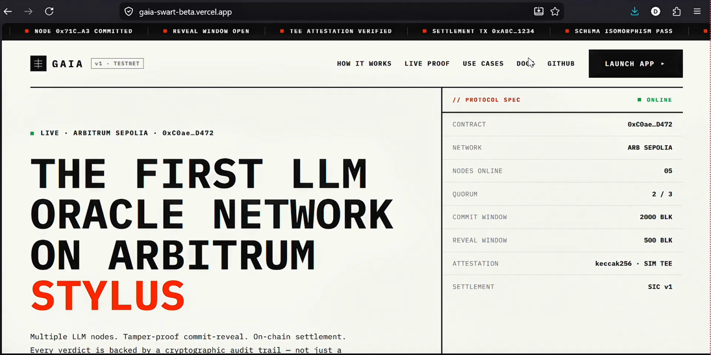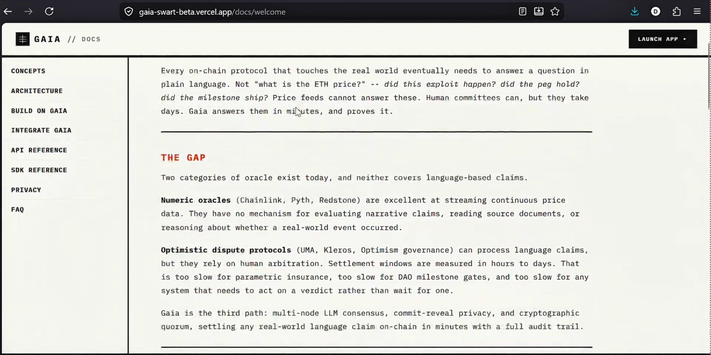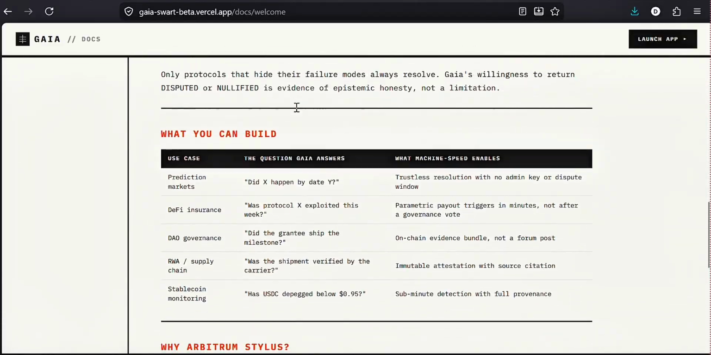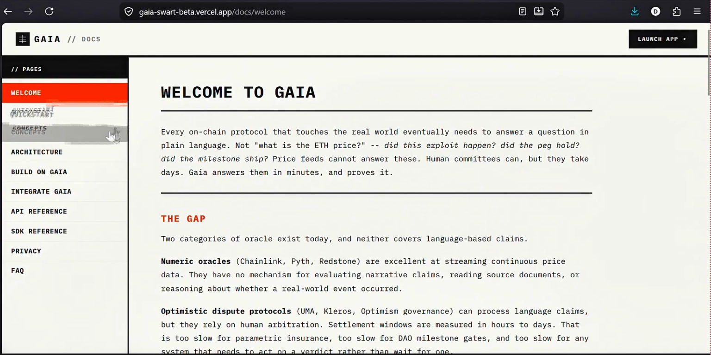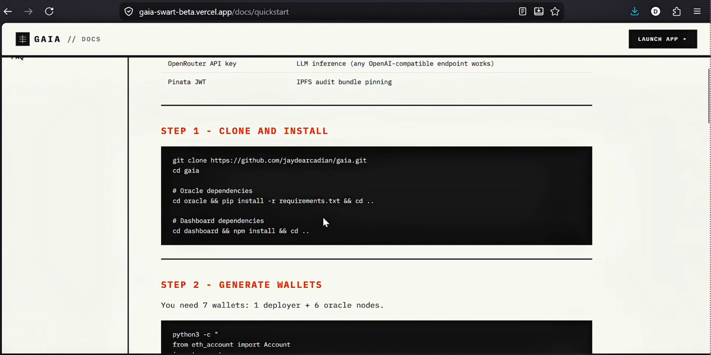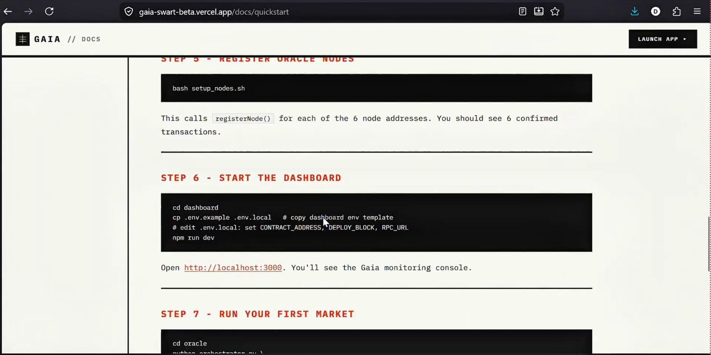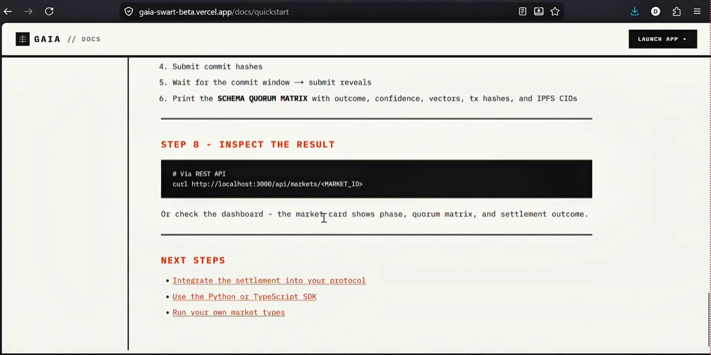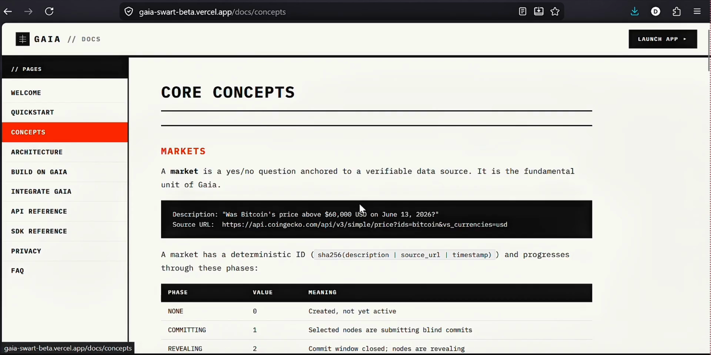And lastly, the contract checks all possible pairs. Node 1 against node 2, node 1 against node 3, node 2 against node 3. The first pair that satisfies the schema isomorphism check against each other becomes the quorum, and the quorum is the minimum level of agreement required before Gaia will accept a verdict as true. So in Gaia, three nodes evaluate every market, but for settlement to happen, two of those three nodes must agree, not necessarily all three. So that is the quorum.